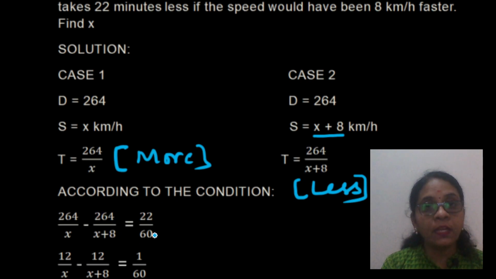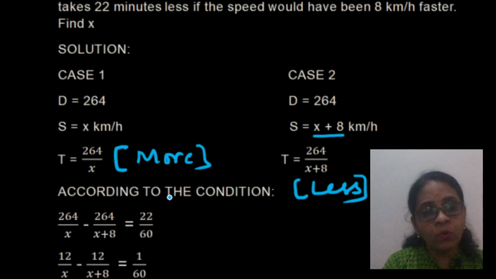Now, but why did we write here 22 by 60? Because speed is taken in kilometer per hour and the time here is given in minutes. So you have to make it uniform. You have to follow the same unit. So that's the reason we are making it as 22 by 60, which is 1 minute is 1 by 60 hours. So 22 minutes is 22 by 60.